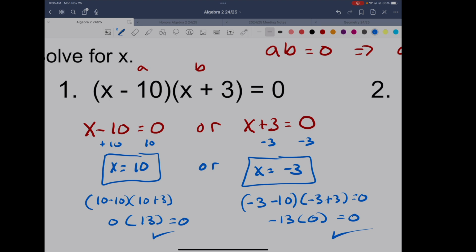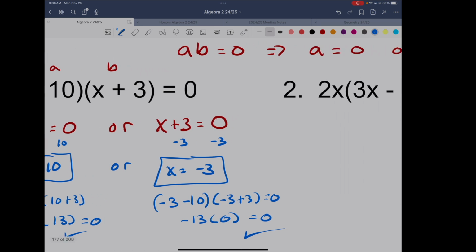So each part inside the parentheses, you set equal to 0. If there are 3 or 4 or 7 different things going on, and each term is a variable term, you set each of them equal to 0, and those become your zeros. Because instead of AB, I could put A times B times C equals 0. Then A could be 0, B could be 0, or C could be 0, and they would be your solutions. That's called the zero product property.